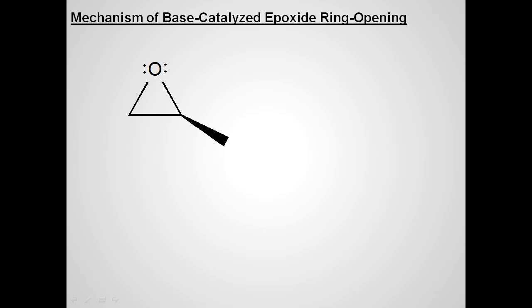The mechanism of base-catalyzed epoxide ring opening is as follows. An epoxide is a weak electrophile due to its electron-deficient carbon atoms, making it prone to attack by an activated strong nucleophile, abbreviated here as Nu-.